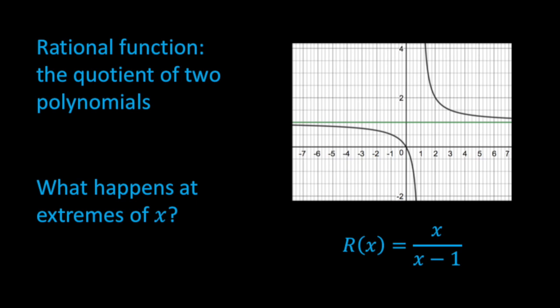One place you may see a horizontal asymptote is in a rational function. What's a rational function? It's a quotient of two polynomials. In a rational function, a horizontal asymptote may happen at extremes of x, negative infinity or infinity. When does a horizontal asymptote happen in a rational function? Let's look at some examples.